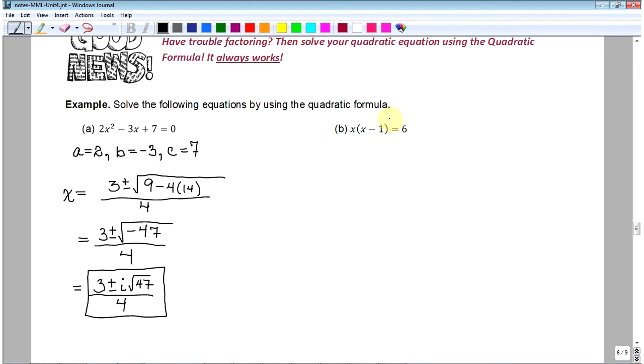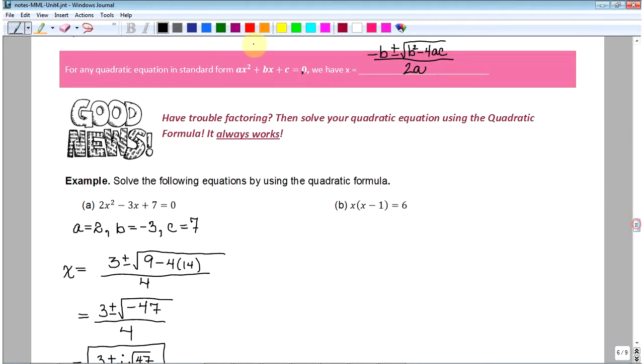Okay, going on to part B. We want to solve, again, using the quadratic formula. But we cannot use the quadratic formula yet because it's not in the right form: ax squared plus bx plus c equal to 0. So the first thing that I need to do is to distribute that x so I can get rid of those parentheses. So we have x squared minus x is equal to 6.